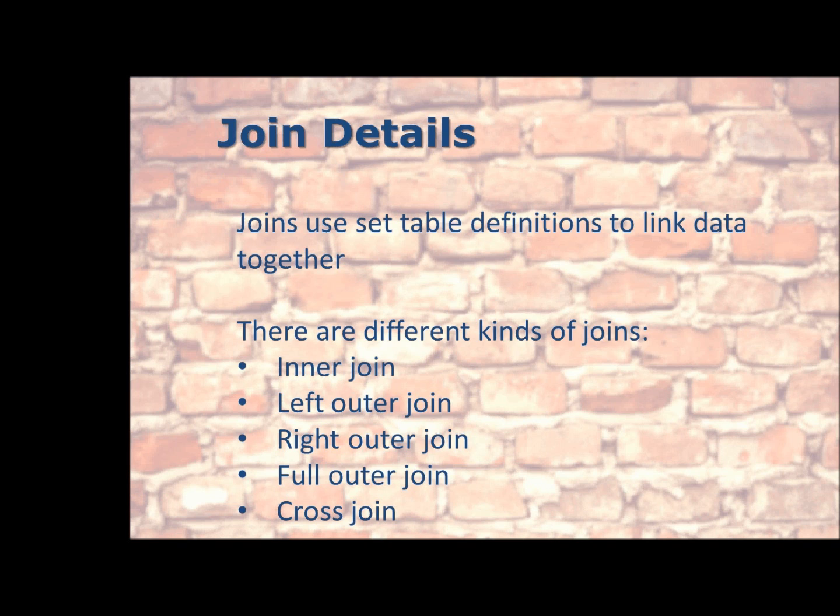So joins use set table definitions to link data together. That's what I'm talking about when I say foreign keys and primary keys. And there are different kinds of joins. There's inner join, a left outer join, a right outer join, a full outer join, and a cross join. These are in addition to the examples that I showed you last time, like intersect. So let's take a look at a few examples.